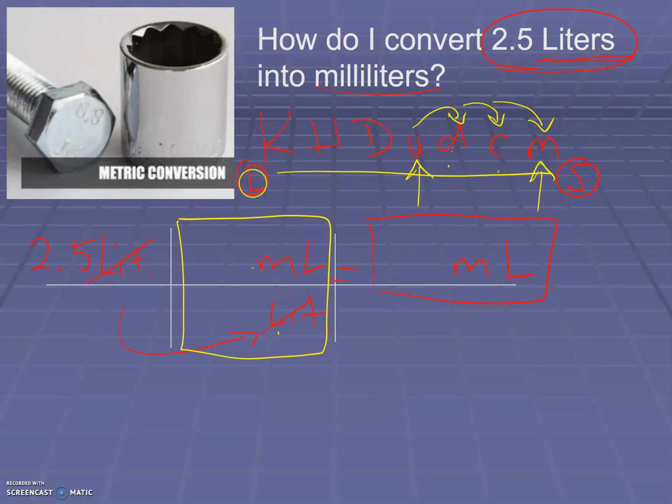The unit to the left is the larger one, so I always give the larger one a 1. It's going to be 1 liter equivalent to 10 times 10 times 10, 1,000 milliliters. So you can see when I do this problem, I have 2.5 liters times 1,000, which means moving the decimal 1, 2, 3 places: 2,500 milliliters. That's how you convert.